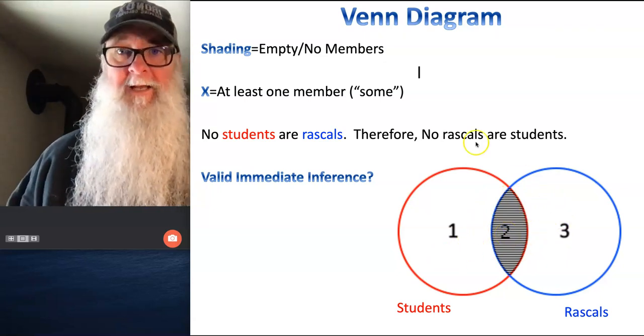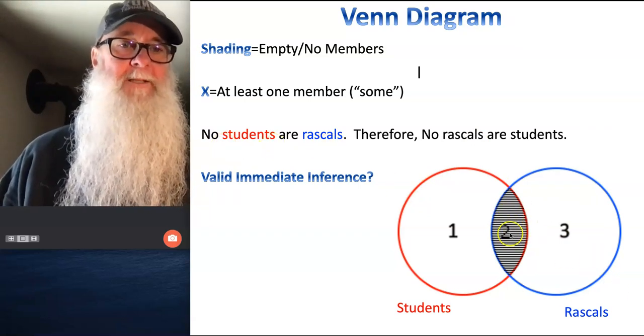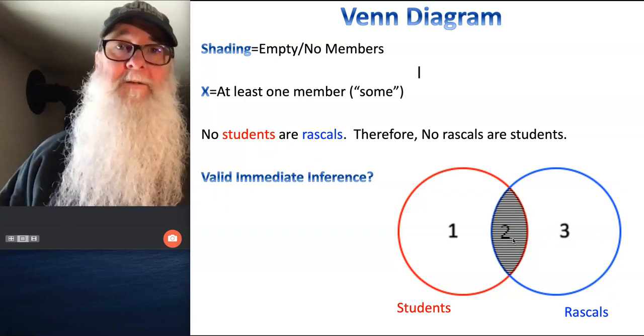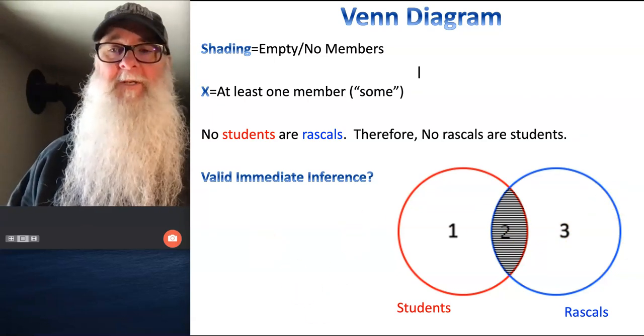We turned out the lights after learning the premise statement, no students are rascals, was true. So we turned out the lights in this area, and that proves that this argument is valid. There's no way for that conclusion to be false when the premise is true, and that tells us we have a good, reliable, valid argument.